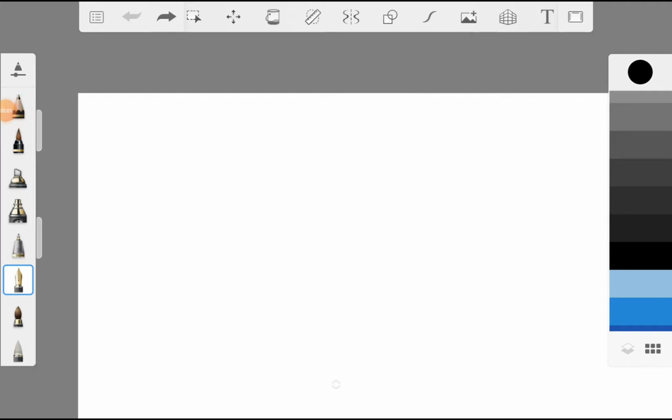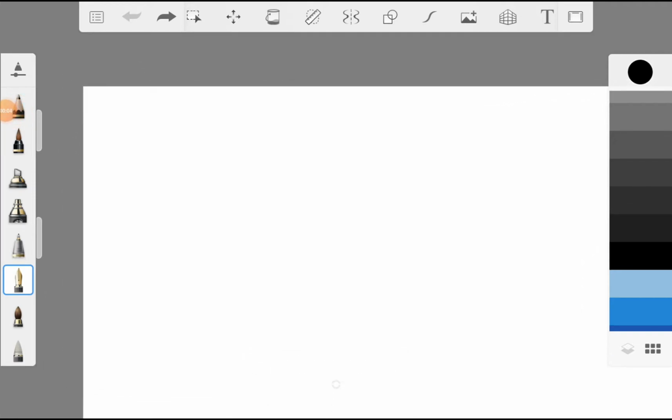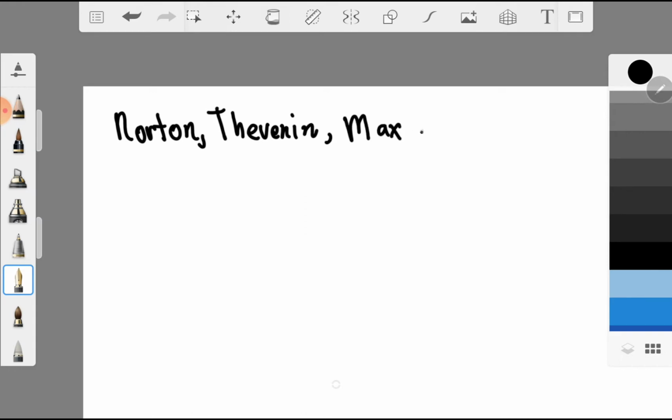This will be examples on your Norton, Thevenin, and your maximum power transfer. Your Norton and Thevenin are just the source transformation of each other.